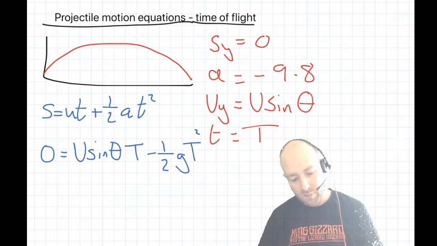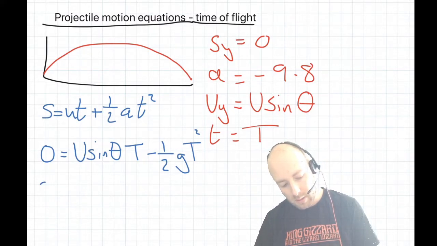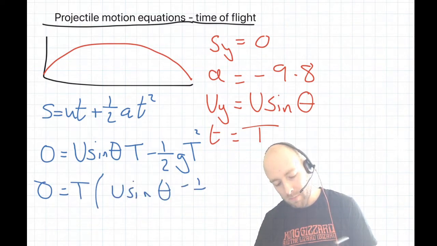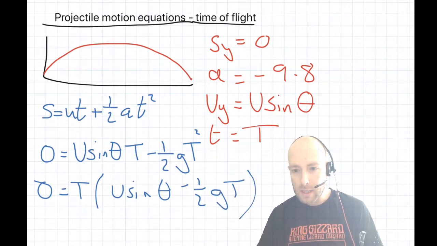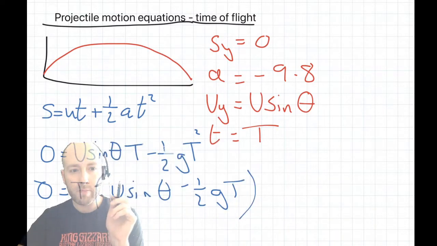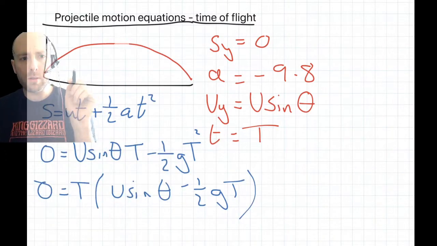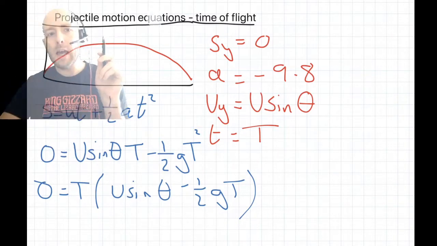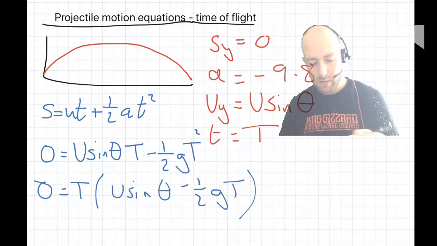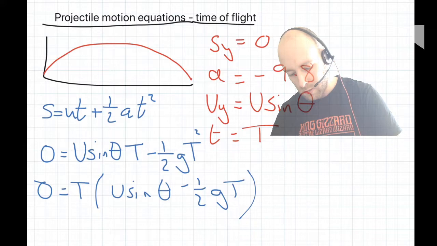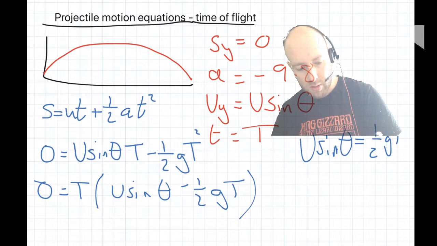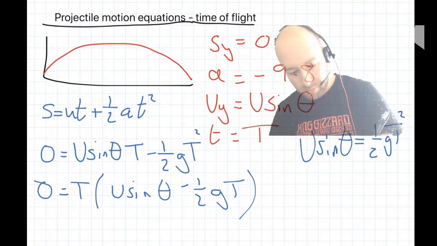Looks good, but we want to solve it. So we've got two solutions here. Let's factorize out T. 0 equals T times (U sine theta minus half GT). So either T is 0, which is the first solution. Obviously, there is a T is 0 solution because our particle starts with no displacement. And the other one is the one we're interested in. So that's the bit in the bracket. If we solve the bracket, we can say U sine theta equals half GT. Oh, not squared anymore.